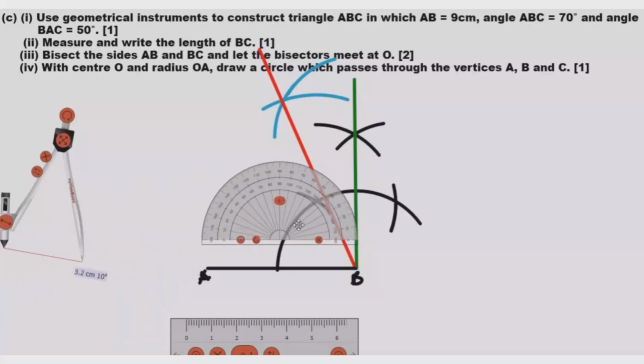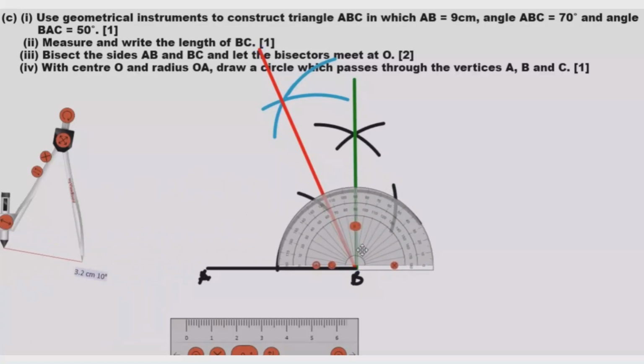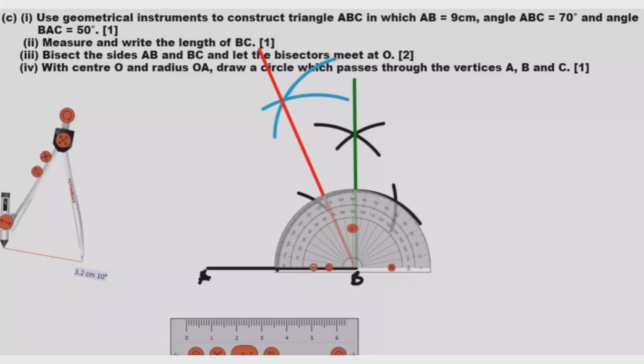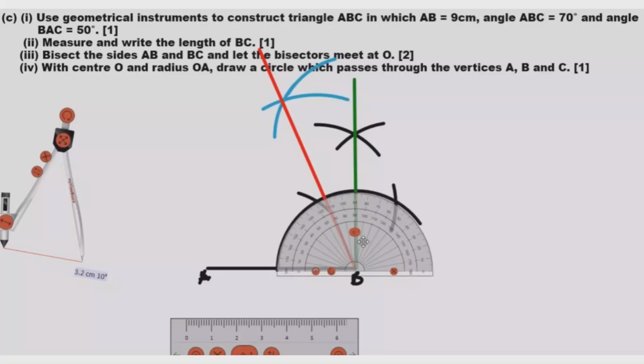If you bring the protractor, sorry, if you bring the protractor and you put it somewhere here, it should give you something like 70 degrees. Okay, as you can see, that is 70 degrees. You can see the red line is passing through 70 degrees.